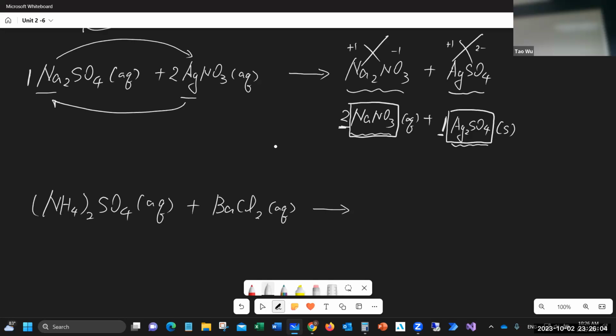If one is a precipitate, you can go to the solubility chart and find which one is the precipitate. So that's why I give you the solubility chart.